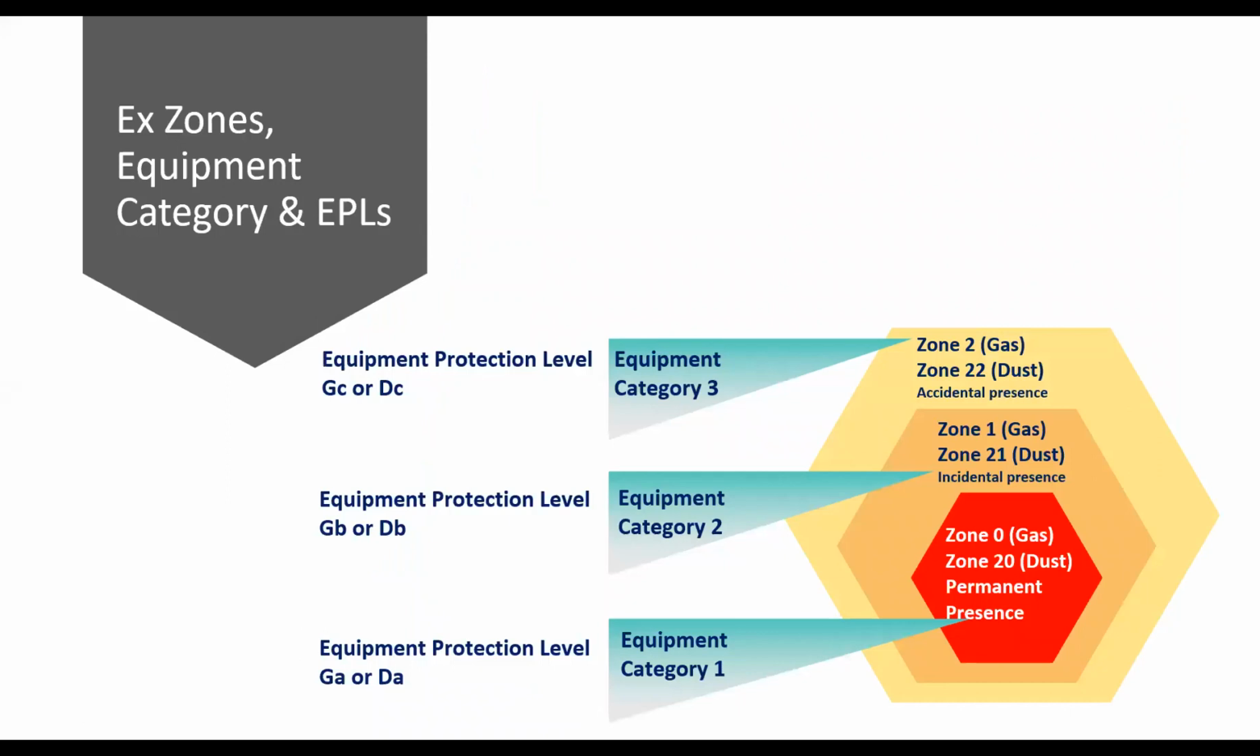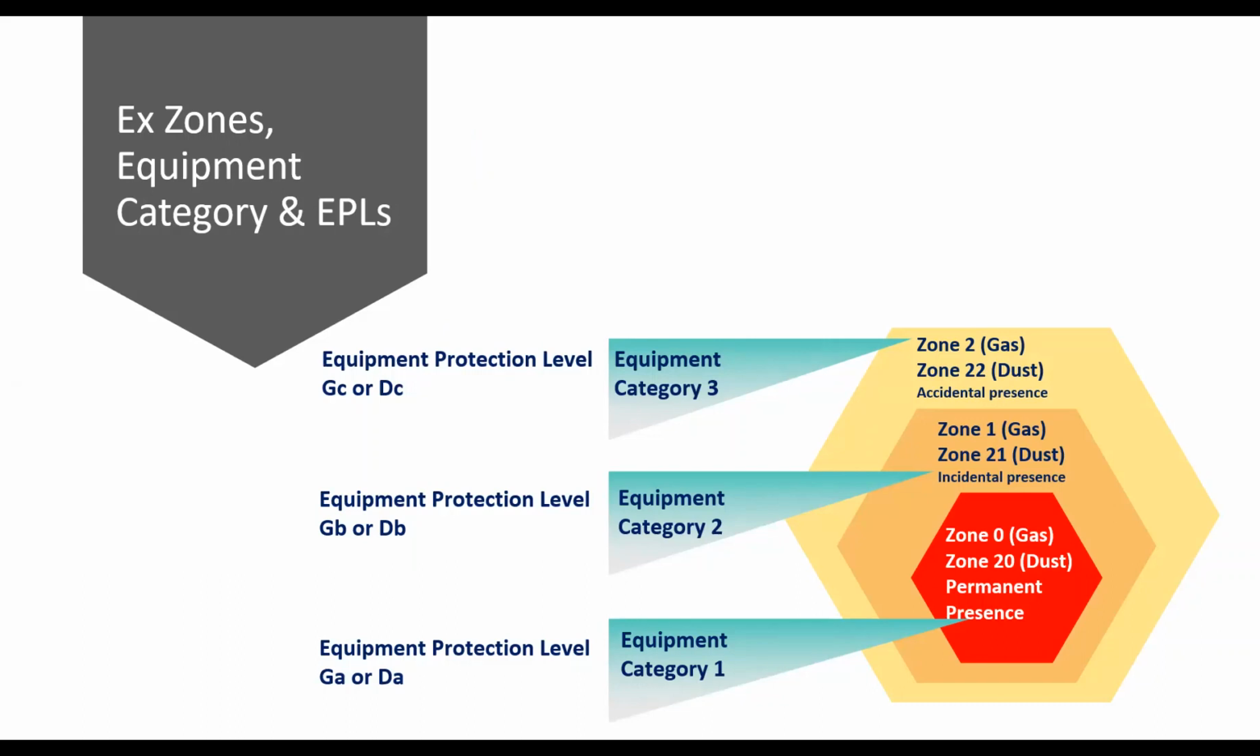So as we can see here, in the red, in the hexagon, we have zone 0 for gas, zone 20 for dust. That means there's a permanent presence of gas or dust in that environment. No power equipment will go in a zone 0 or a zone 20 environment. You will have intrinsically safe equipment, and you do not get a rotating machine which is intrinsically safe.